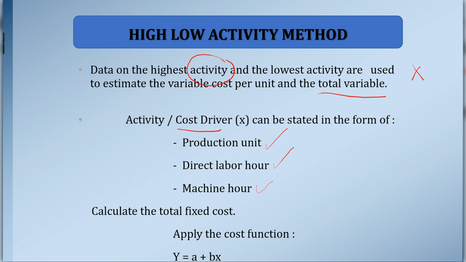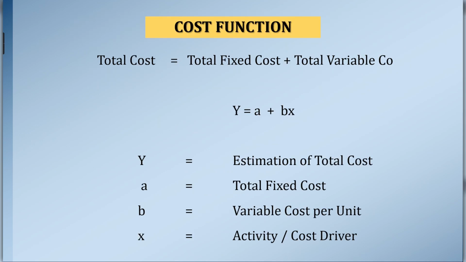Okay, so we are supposed to calculate the total fixed cost, and then we will apply the cost that we already calculated earlier into the cost function, which is y equals to a plus bx, in order to find b. Alright, okay, so this is a cost function. Okay, seperti mana yang kita tahu, total cost dalam sesuatu production ataupun manufacturing consists of total fixed cost plus total variable cost.